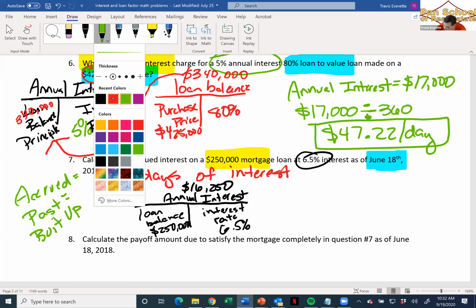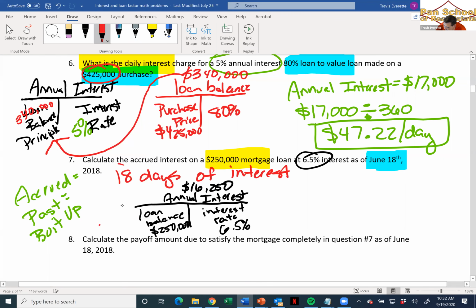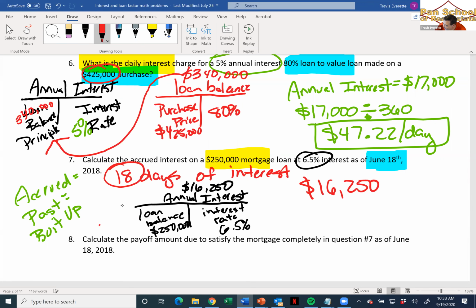Now, a reminder of what we want here. They said they want 18 days of interest. So the first thing I have to do, I can't deal with that number 18 yet. I've got to get down to a daily rate. How do we get from annual down to daily? Divide by 360. That's going to get us down to daily.